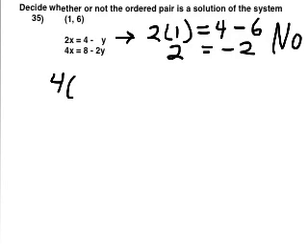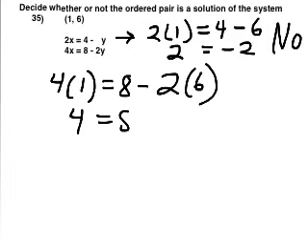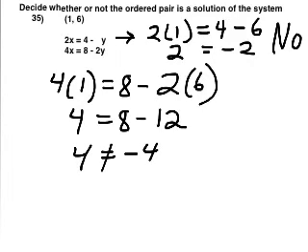4 times 1 equals 8 minus 2 times 6. 4 times 1 is 4. 8 minus 12 is a negative 4. 4 does not equal negative 4, so it doesn't work in either.